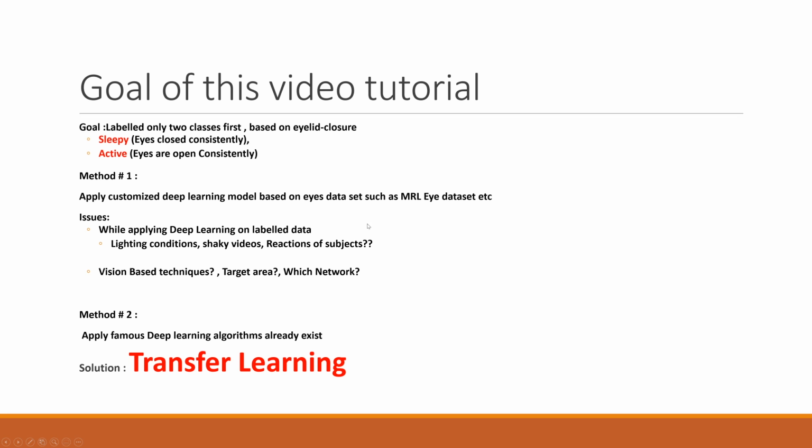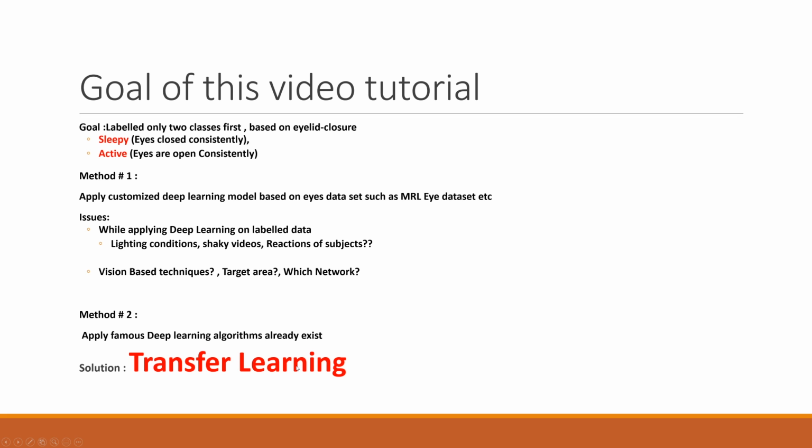But if it is sustained for more than a few seconds, it is definitely not a usual blink, and then we can generate an alarm. We have two methods for implementing this with deep learning. One of them is applying a customized deep learning model, where we generate our own model. But again, we will have a lot of problems, like making sure all the hyperparameters are working perfectly, and we have a lot of challenges.